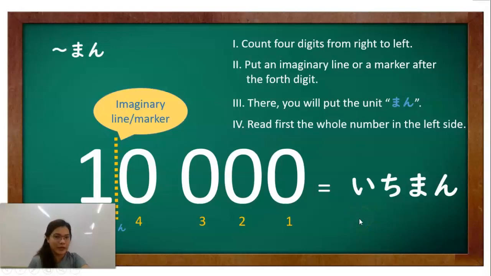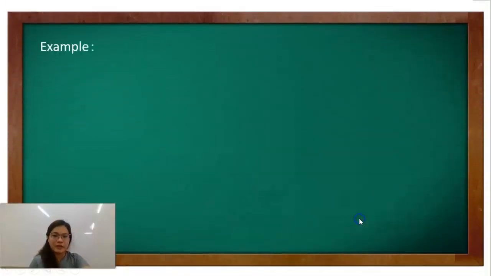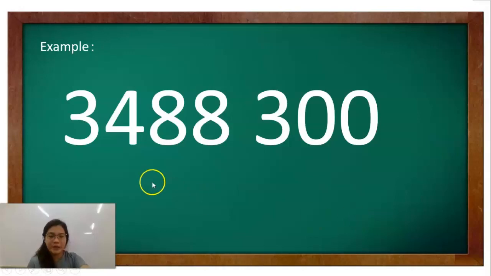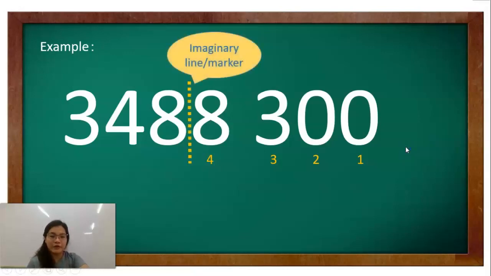Okay, so that is simply how to get man. So now, let's practice with another example. How about this figure? How do you read this? Again, let's follow the rules. Let's count from 1 to 4 from right to left. So 1, 2, 3, 4. Next, put an imaginary line after the 4th digit and put the man sign. And then the last part is to read first the whole number from left to right. So we are going to read this.